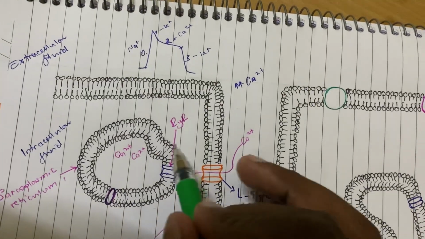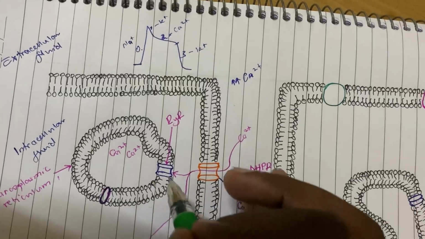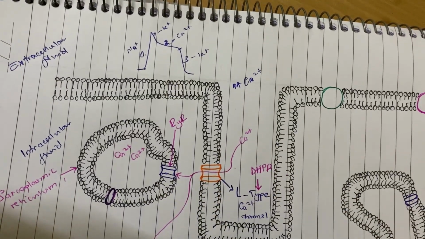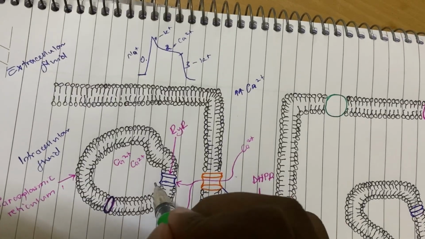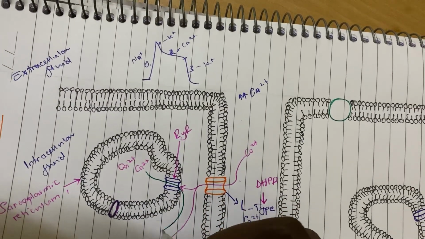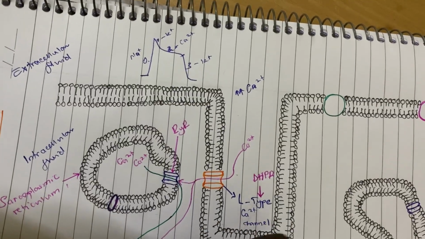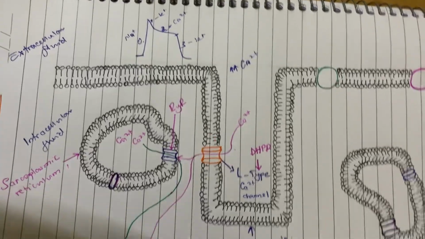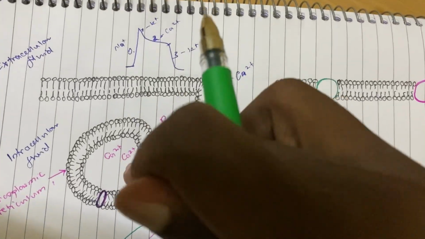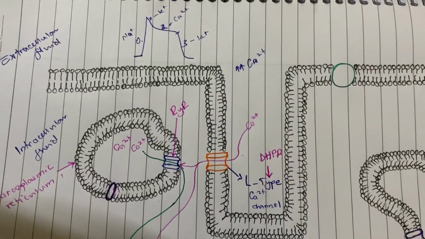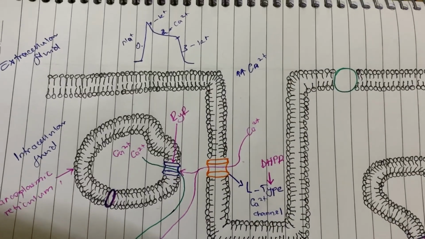which changes the conformation of the ryanodine receptor. Whenever the conformation changes, it opens, and when it opens, calcium from inside the sarcoplasmic reticulum moves out into the sarcoplasm.